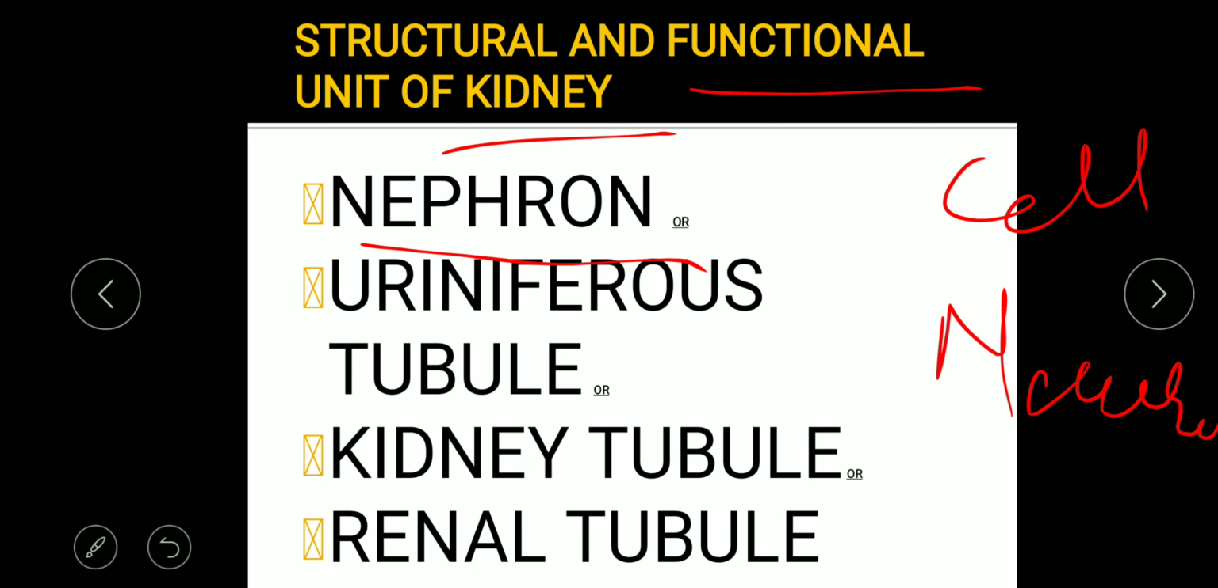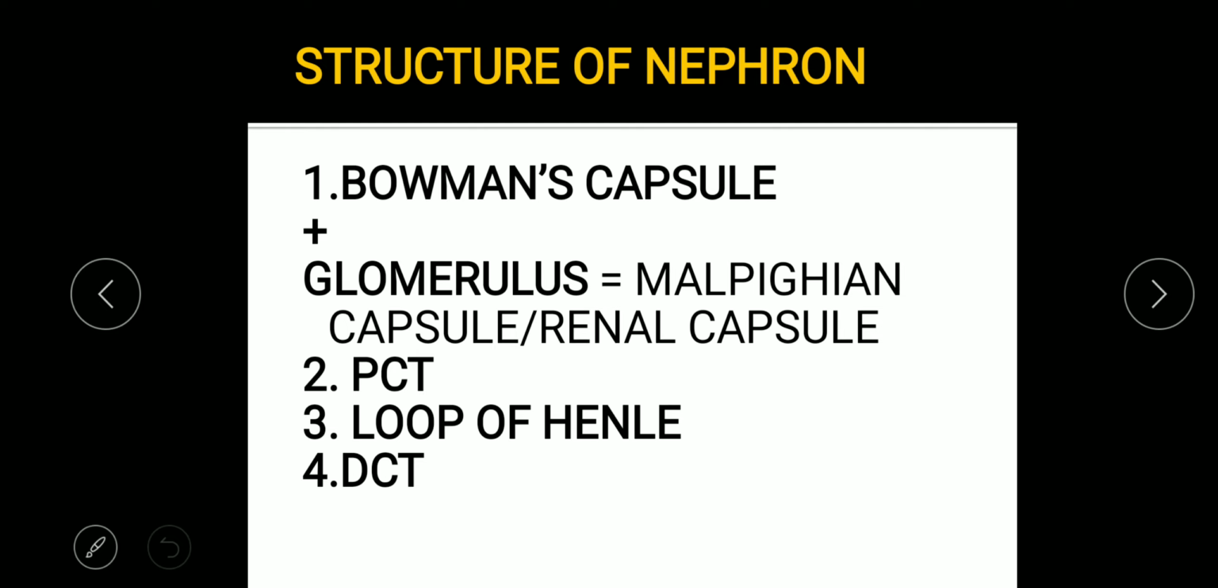So what is the structural and functional unit of the kidney? It is known as nephron. Nephron is also known as uriniferous tubule. The uriniferous tubule is also known as kidney tubule. Kidney tubule is also known as renal tubule. Now we have to start with the structure of the nephron.